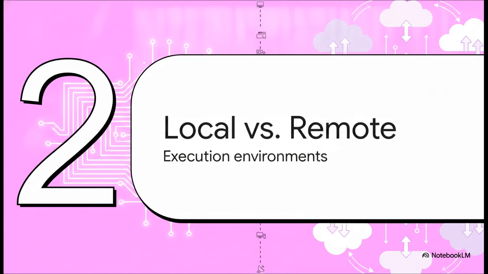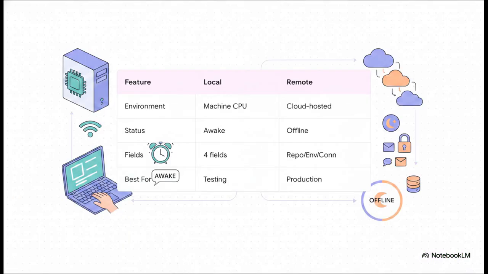Moving on to section 2, local versus remote routines, choosing your execution environment. When you start building, you hit a fork in the road, local or remote. The documentation draws a pretty clear line here. Local routines run entirely on your machine. They use your CPU, your RAM, and your computer absolutely must be awake. Remote routines, on the other hand, run completely offline in the background on Anthropic's cloud-hosted infrastructure.